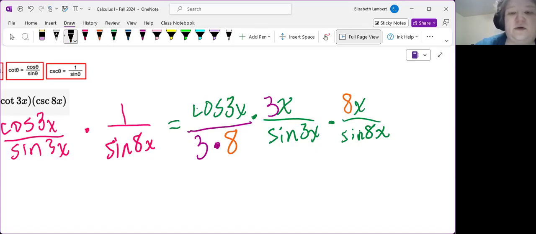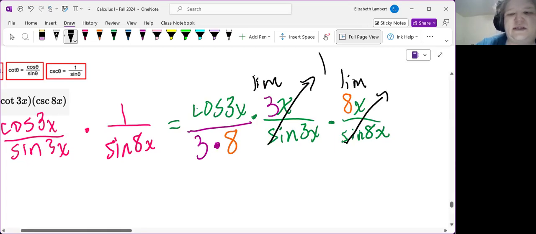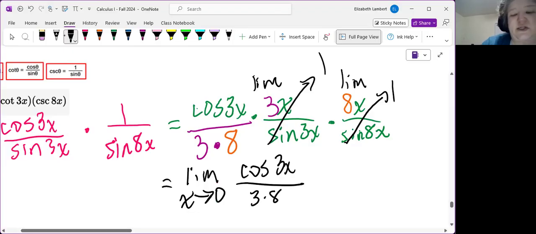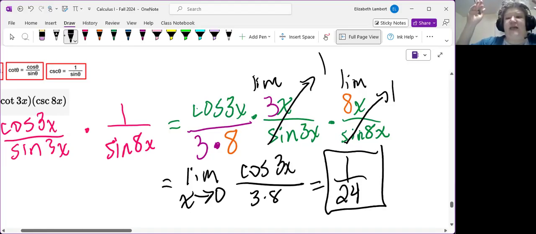All right, now the limit of each of these, this limit goes to 1. This limit goes to 1. So we really only have to consider the limit as x approaches 0 of the cosine of 3x over 3 times 8. So this will be the cosine of 0. Cosine of 0 is 1. 3 times 8 is 24. So that is a whole lot of work to get 1/24.